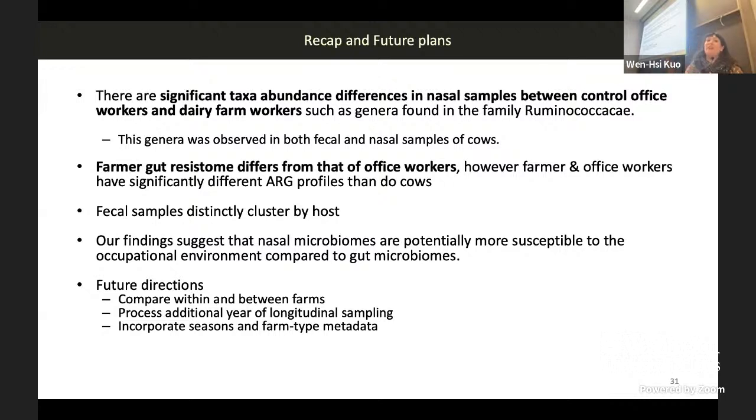Okay, so to summarize everything, there are significantly more different taxa in the nasal compartments of farm workers than there are in the office workers, specifically Ruminococcaceae, which is found in the manure and also found in the nasal samples of the cows. So we know that fecal samples cluster by hosts, and this is true for the antibiotic resistant genes as well as for taxa. And our findings suggest that the nasal microbiomes are more susceptible to the occupational environment than the fecal samples are. We have some future directions to incorporate more metadata into this, such as looking within farms.